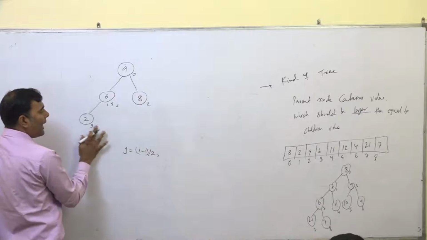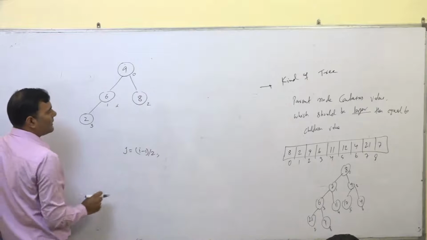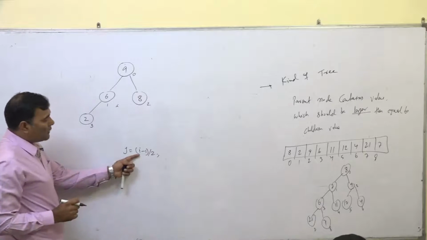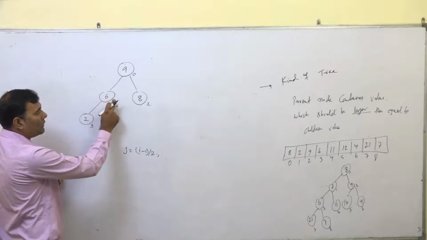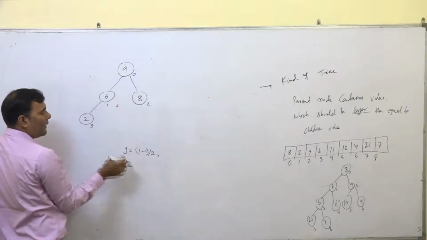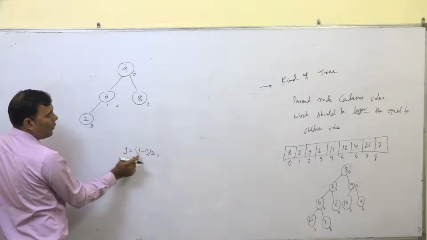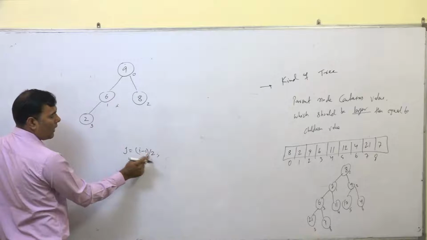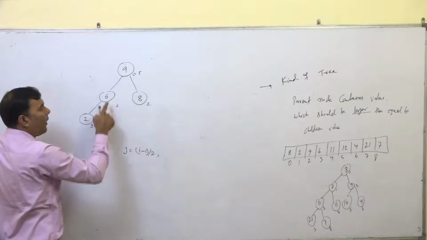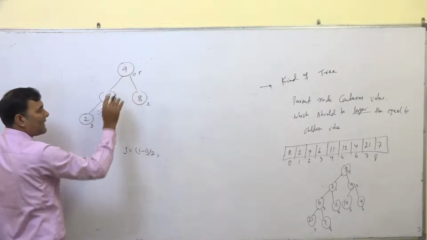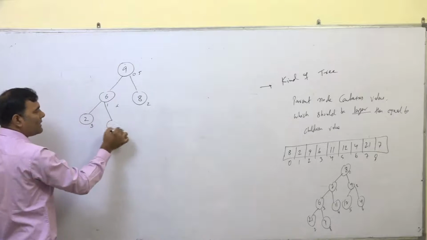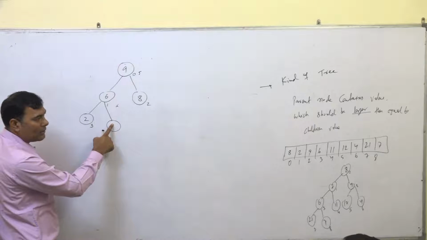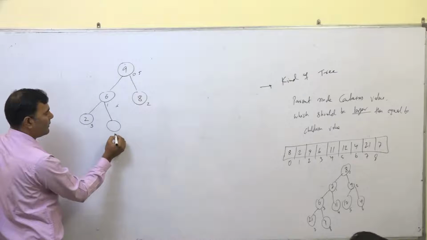Clear? And again try to perform the same operation. (i minus 1) upon 2 gives the location of the parent of this element. Because 6 is here, what will we do? (1 minus 1) upon 2. J sits here, so it cannot go further, and it will stop. Clear? OK. Again, try to insert a new element, 11, and its index is 4.